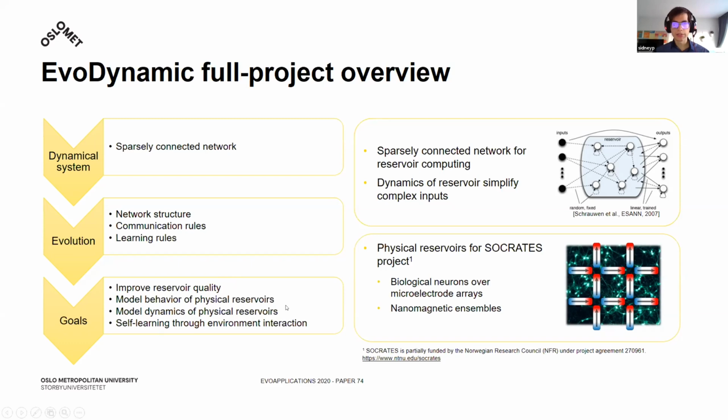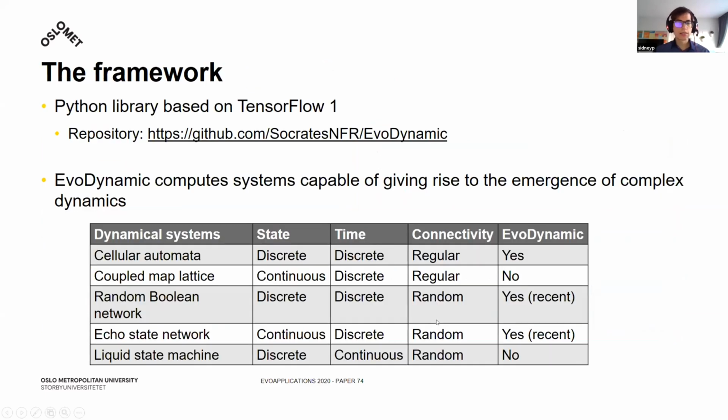The physical reservoirs that I mentioned are the focus of the Socrates project, and they are the biological neurons over microelectrode arrays and nanomagnetic ensembles. The EvoDynamic framework is implemented in Python, and it's based on TensorFlow version 1. Here is the link for our open source repository.